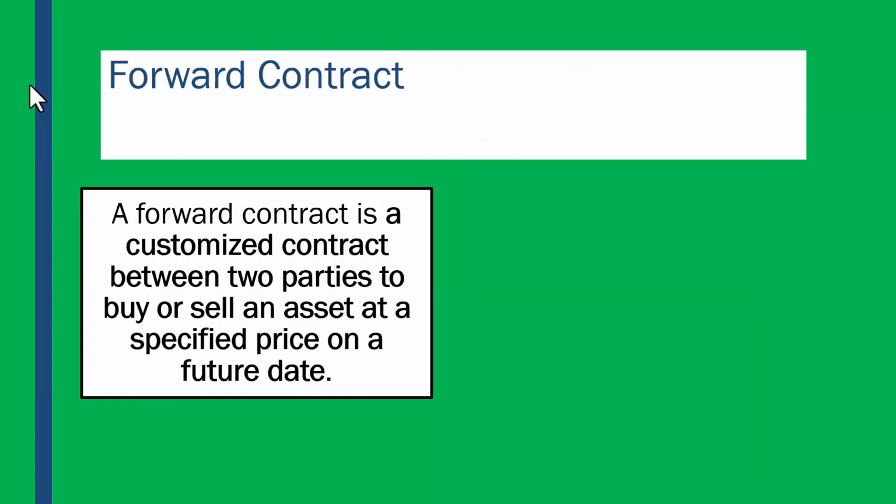Okay, so a forward contract. Forward contract is a customized contract between two parties to buy or sell an asset at a specified price on a future date. So a forward contract is a customized contract. First of all, it's called a customized contract. I'll explain how. Why? Between two parties to buy or sell an asset at a specified price on a future date.